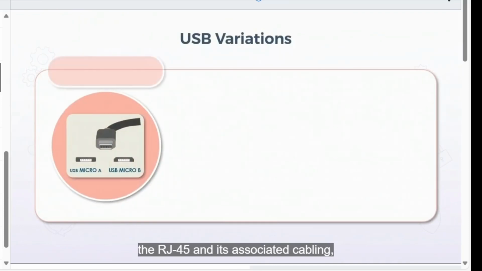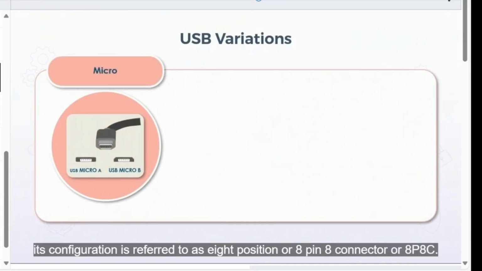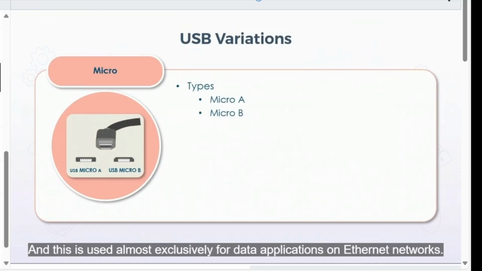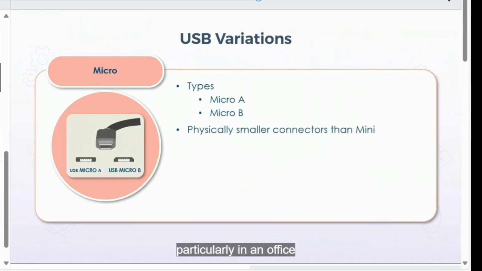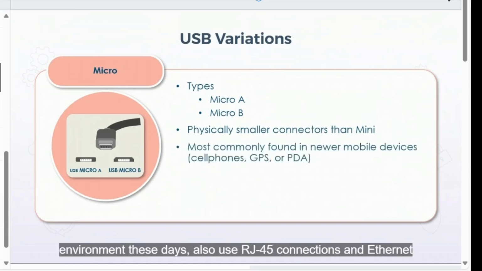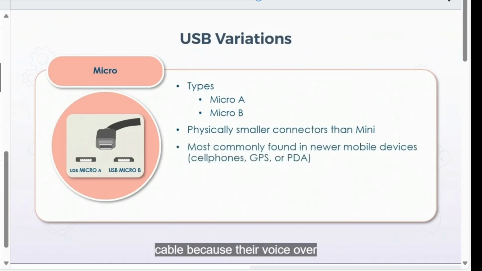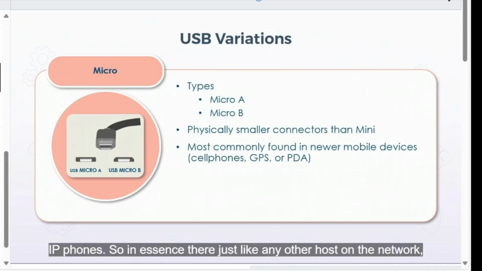Now, from that point, we were introduced to the micro connector, and once again, there were 2 types, the micro A and the micro B, and once again, the same thing applied. A was the computer end, B was the device end, and these were physically smaller even still than Mini. So you would most commonly find these for some of the newer mobile devices that were still fairly small, such as cell phones, GPS devices, or personal digital assistants.